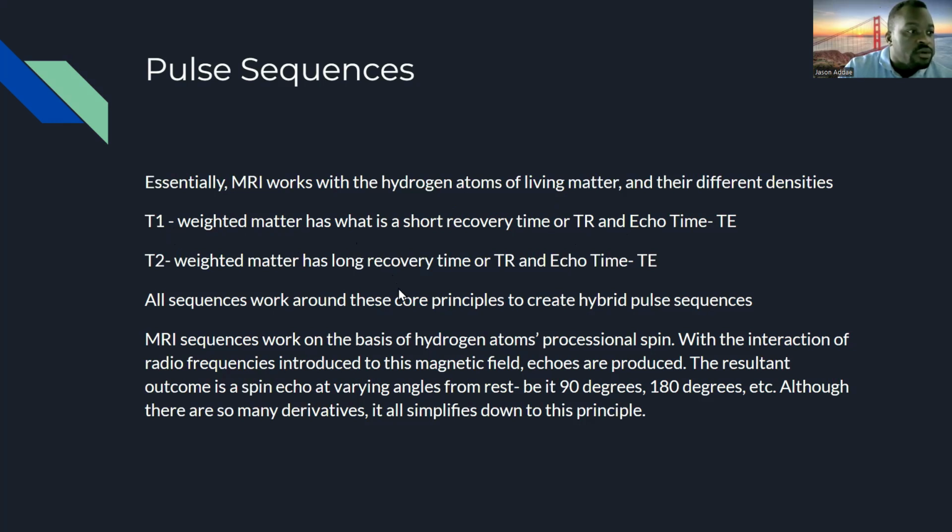And then you have varying angles at which these hydrogen protons are precessionally spun. It could be 90 degrees, it could be 180 degrees, and this also affects the contrast of the imaging that you achieve.